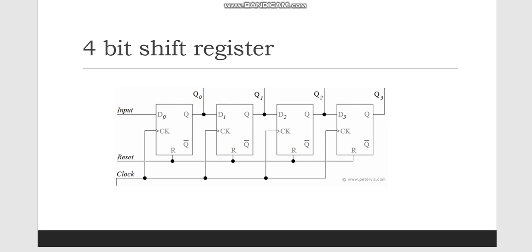A register capable of shifting its binary information in one or both directions is called a shift register. The logical configuration of a shift register consists of a chain of flip-flops in cascade, with the output of one flip-flop connected to the input of the next flip-flop. All flip-flops receive common clock pulses that initiate the shift from one stage to the next.